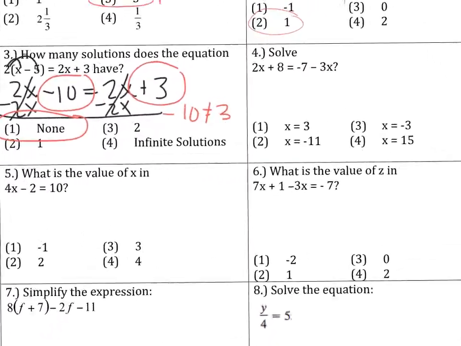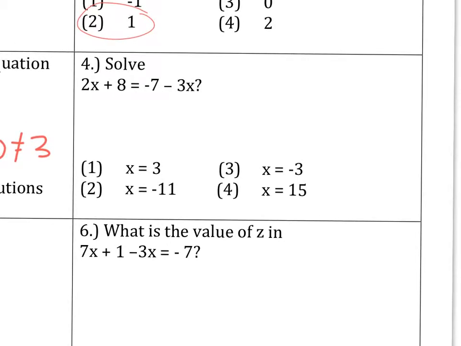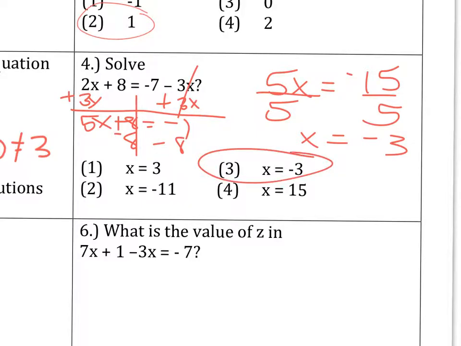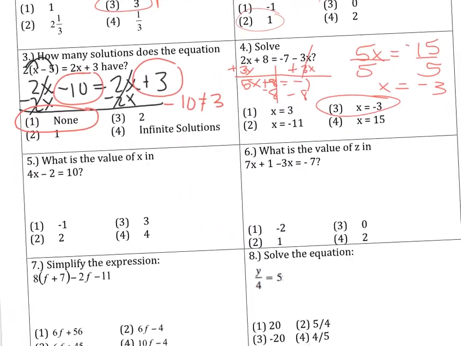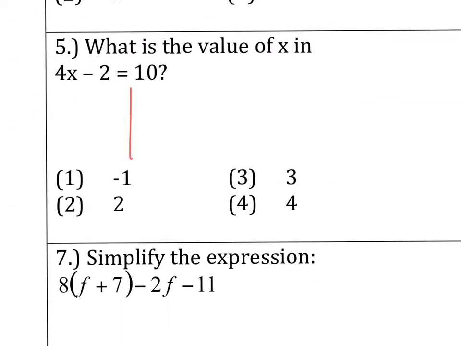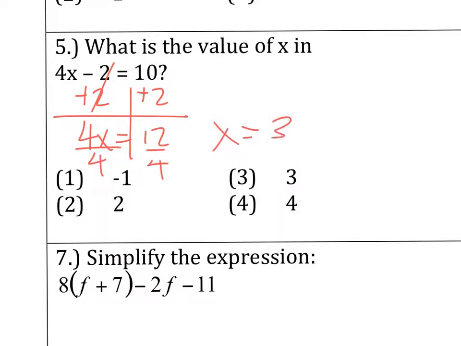Okay, number 4, solving. Okay, there's no distributing. We're just going to combine like terms. So we're going to add 3x to the 2x. We're going to get 5x plus 8 equals -7. Subtract the 8. This is going to say 5x equals -15. Divide by 5. X is -3. Number 5. Draw the line. Add 2. 4x equals 12. Divide by 4, x is going to equal 3.